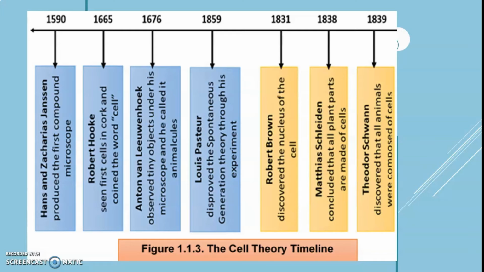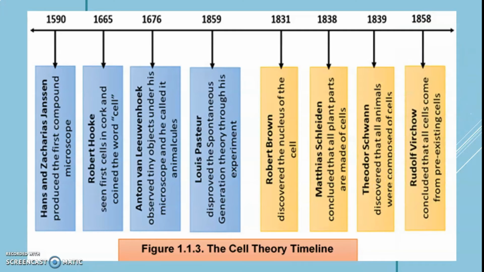Theodor Schwann, a German zoologist, reached the conclusion that not only plants but animal tissues as well are composed of cells. This ended debates that plants and animals were fundamentally different in structure.